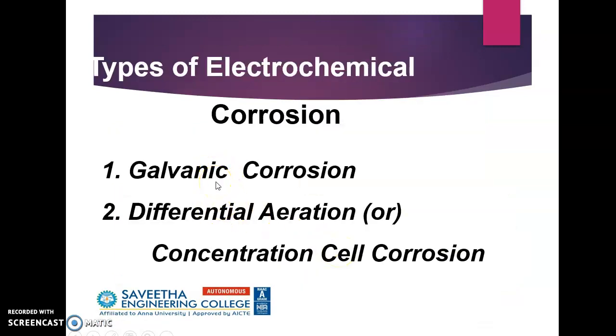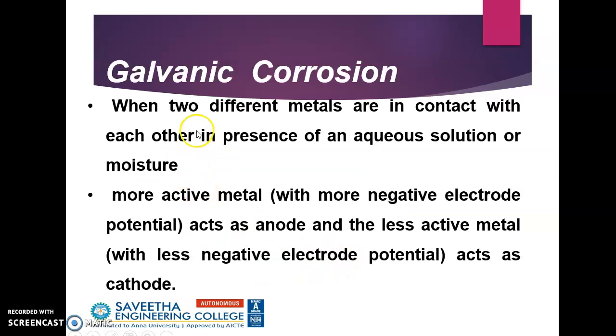And electrochemical corrosion, I'll just give two examples because we listed two conditions. When two dissimilar metals are in contact with an electrolyte or a conducting medium, that is galvanic corrosion. When the same metal is exposed to varying concentration of oxygen, that is differential aeration. Let us see some examples.